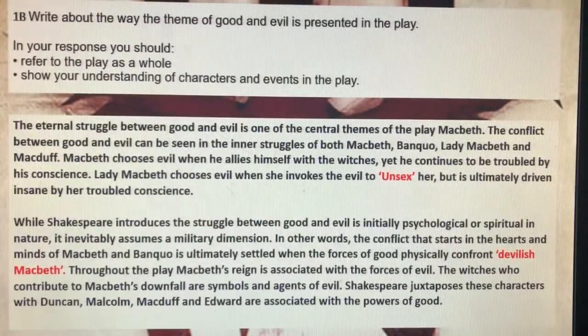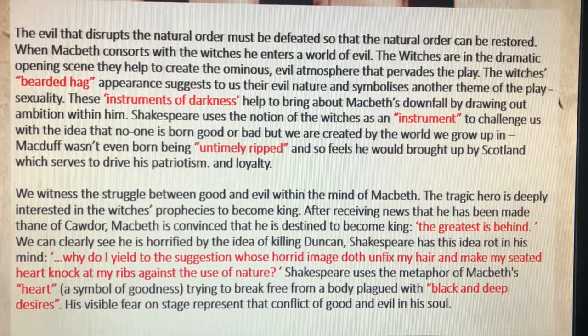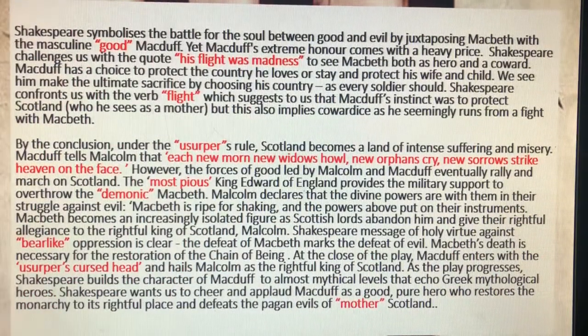Please pause the video then and make notes on this essay so that you can write it from memory, either in the exam or as good practice. This is the beginning of my essay, then going on to the middle, and obviously my last two paragraphs. Look how many quotes I've used here. I've really memorized these and remembered exactly what I would write about each one, and that comes through practice.